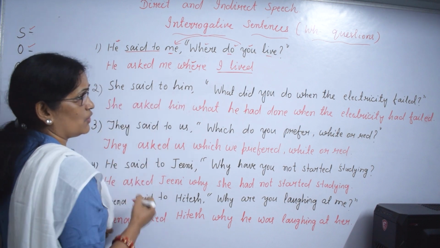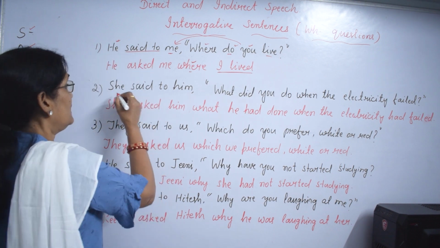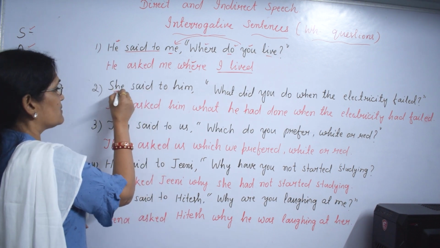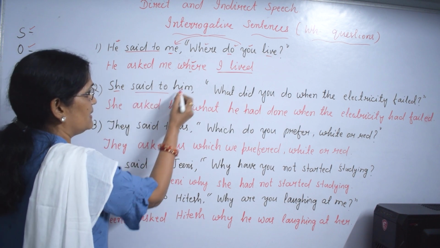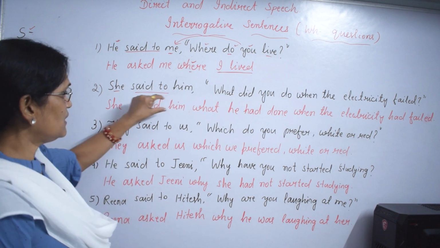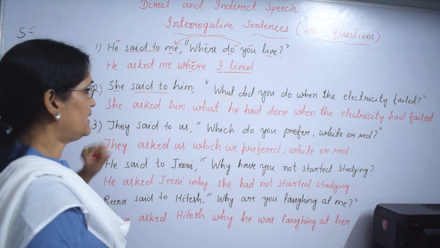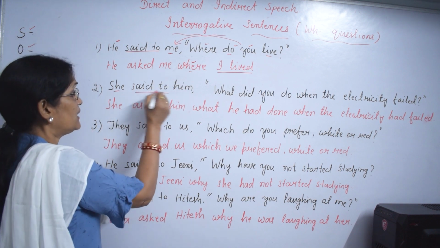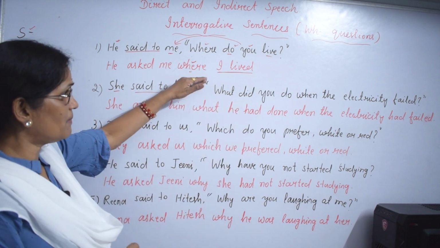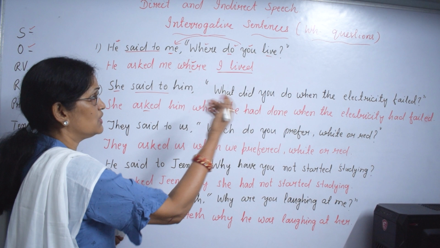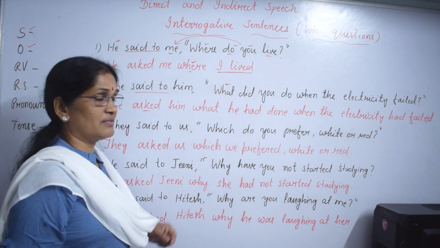Tense will be changed into its corresponding past. He said to him, "What did you do when the electricity failed?" The speaker and the object will be written the same in indirect speech, but said to will be asked. And we remove the inverted commas and the question mark. Which WH word is there? What. So that will be the conjunction.